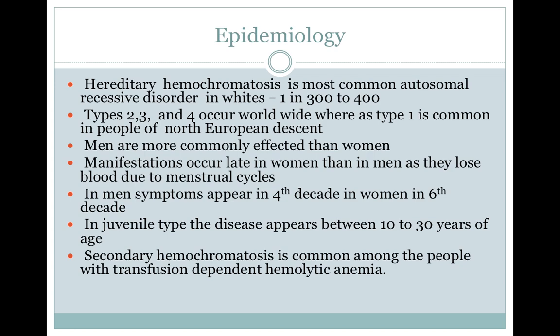In men, symptoms occur around the fourth decade, whereas in women, they become symptomatic in the sixth decade. Whereas in juvenile form, symptoms appear between 10 to 30 years of age. Secondary hemochromatosis is common among the people with transfusion-dependent hemolytic anemias.